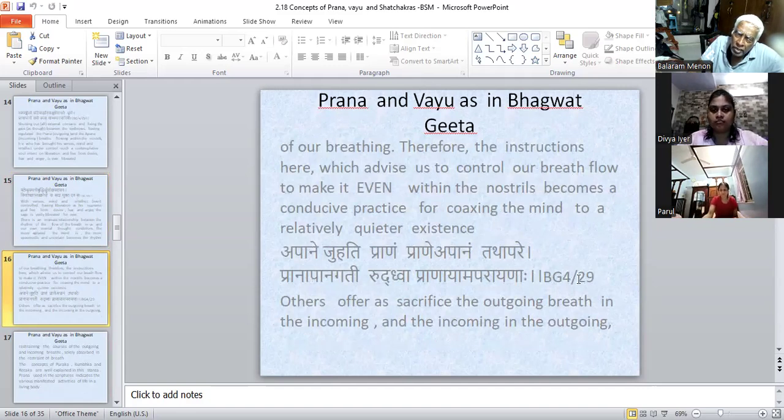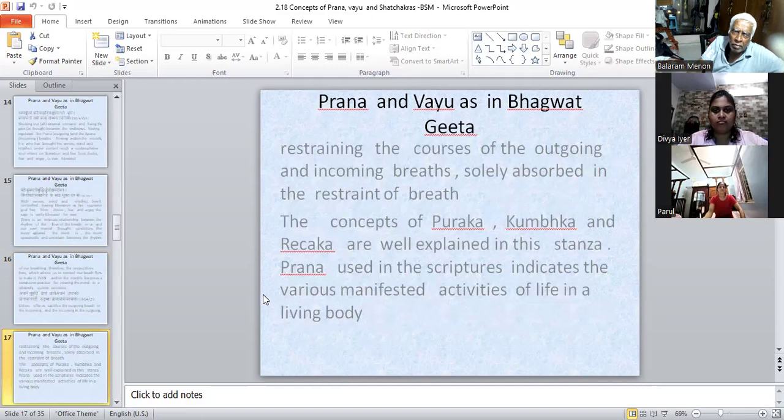Now, chapter 4, verse 29. Apane juhvati pranam, prane apanam tathapare, pranapanagati ruddhva pranayamaparayanah. Others offer as sacrifice the outgoing breath in the incoming, and the incoming in the outgoing, restraining the course of the outgoing and incoming breath, absorbed in the restraint of breath. The concept of Puraka, Kumbhaka, and Rechaka is well explained in this stanza. Prana used in the scriptures indicates the various manifested activities of life in the living body.